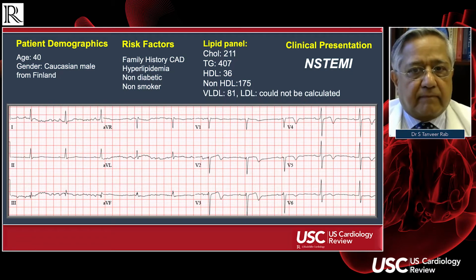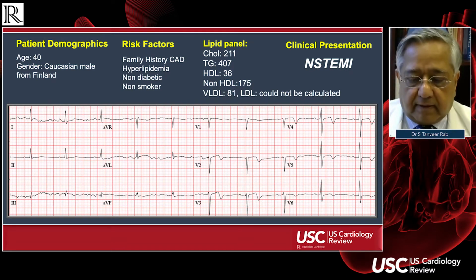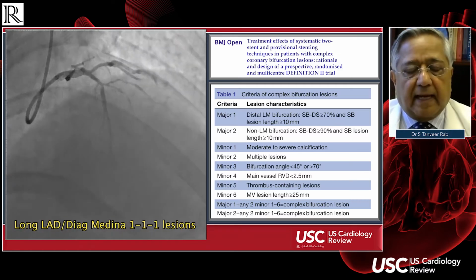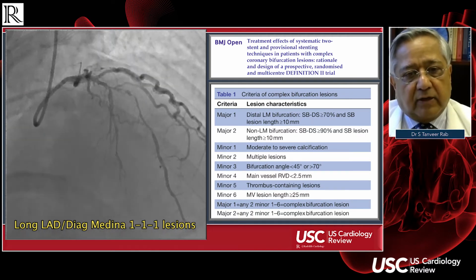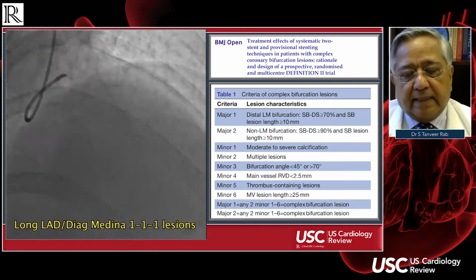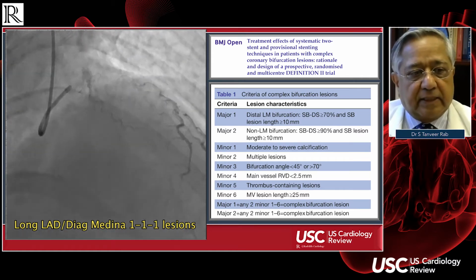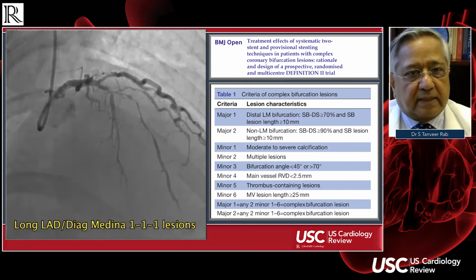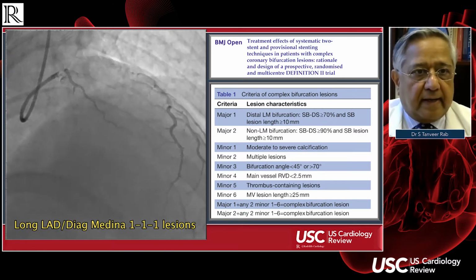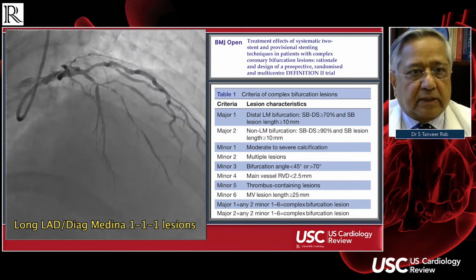Now, he had a very strong family history of coronary disease. He was a non-diabetic, non-smoker. Total cholesterol was 211, triglycerides 407, HDL 36, and the LDL could not be calculated. So we brought him to the Cath lab because he had a high-risk non-STEMI. Just looking at the EKG, you'd think of a proximal to mid-LAD lesion.